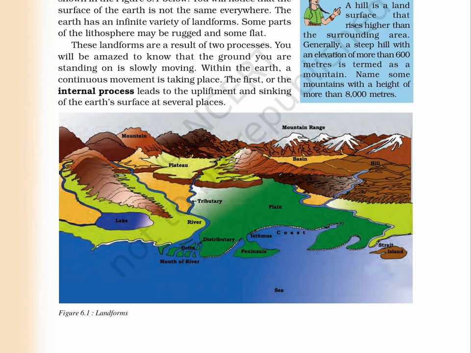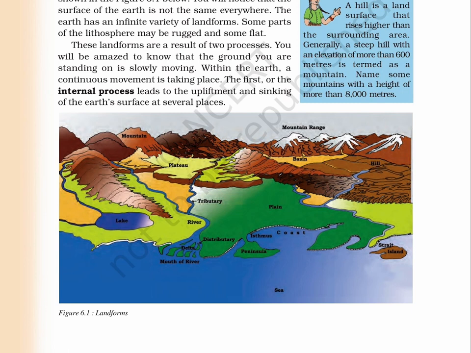Figure 6.1 shows landforms. We see sea, mouth of river, delta, distributary, peninsula, isthmus, coast, strait, island, plain, tributary, river, lake, plateau, basin, hill, mountain, mountain range.